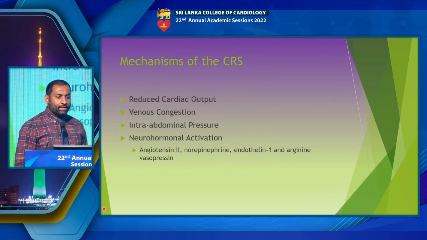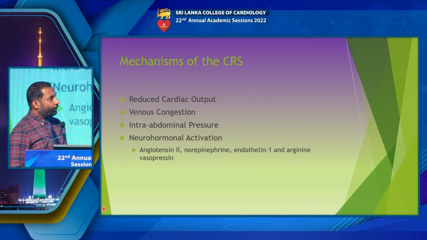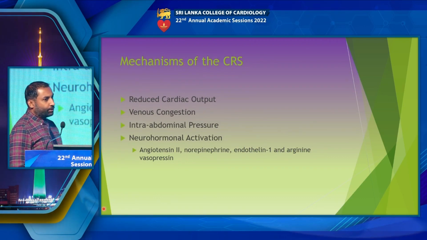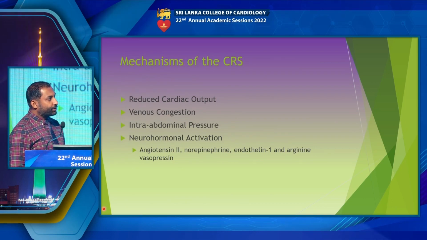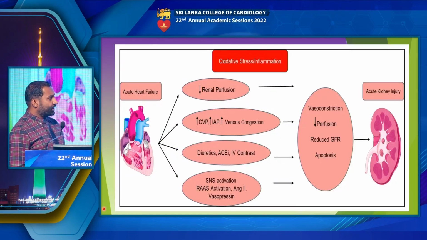So what are the mechanisms of cardiorenal syndrome, which is quite complex and includes multifactorial causes, which reduce cardiac output, the pump failure, and venous congestion, that is a backward increased pressure. When ascites happens, intra-abdominal pressure increases, and in addition there is a lot of neurohormonal activation. So this picture explains how it happens.